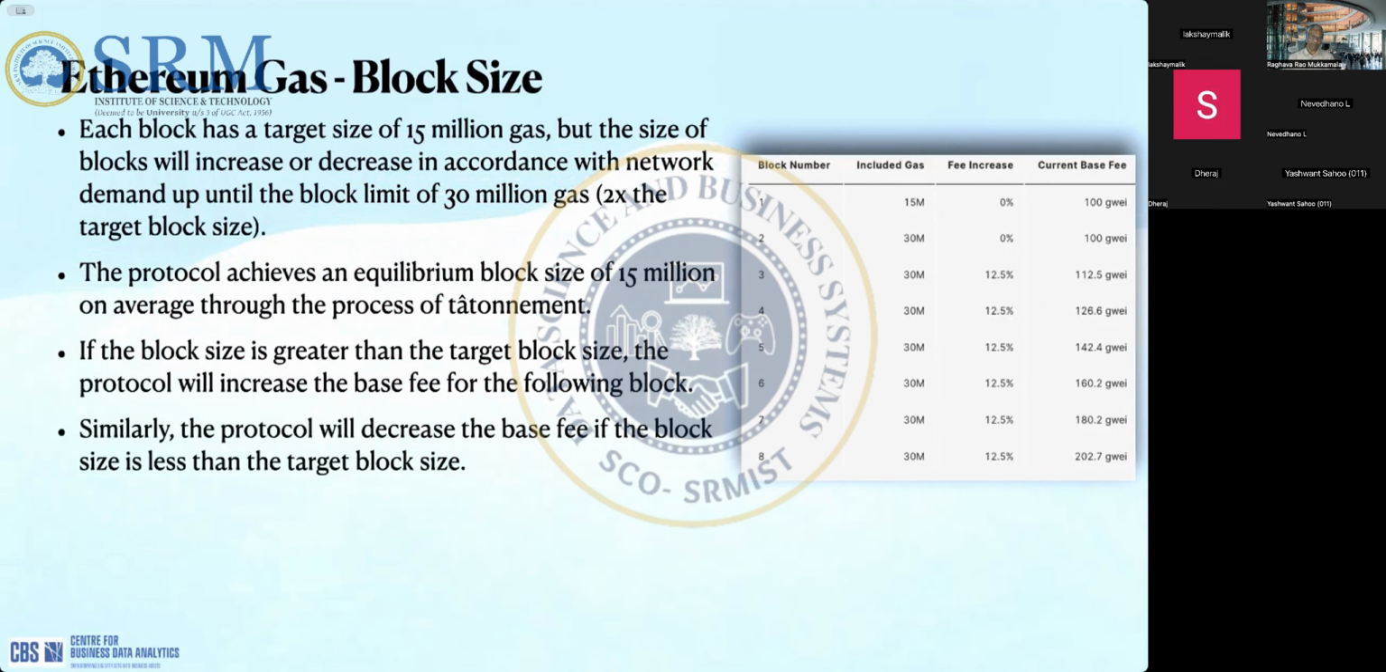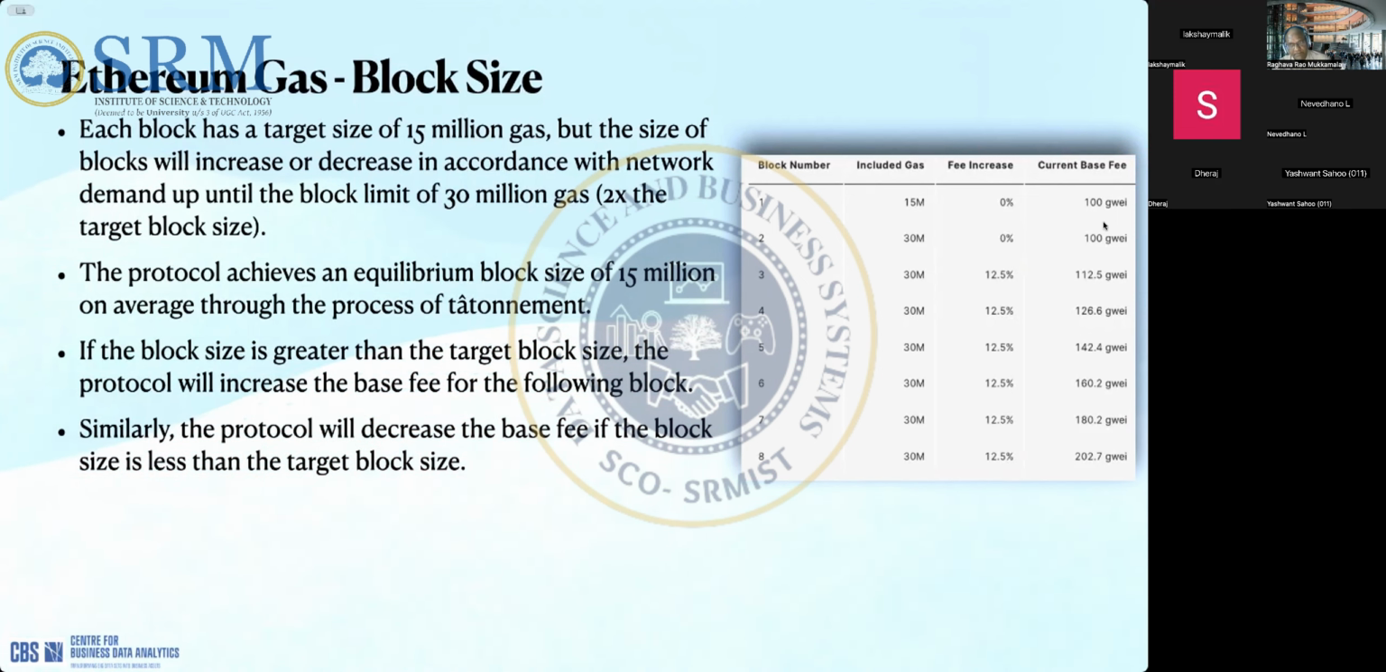Let's imagine that there is huge demand in the network. So many transactions are put into the network and executed at the same time. Then people can put more transactions into the block, and the block size can exceed the target size of 15 million gas, right? So for example, let's say this is the target of 15 million gas, and if it is 15 million gas, there is no increase in the base price. So let's imagine that we have 100 Gwei as the base price.